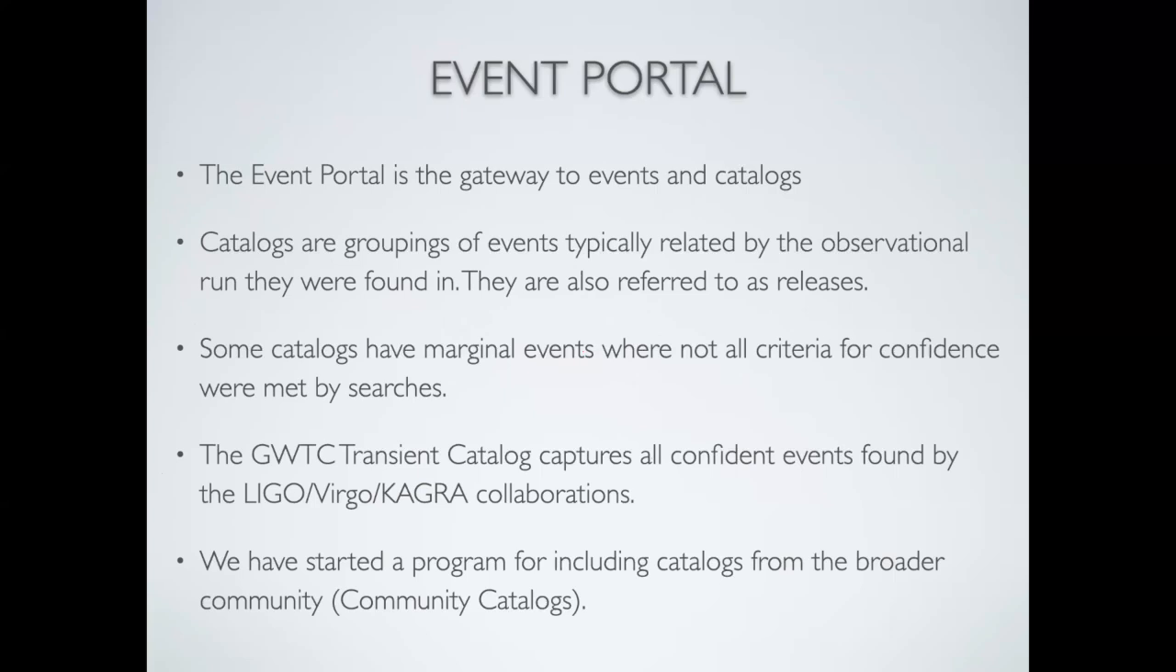Some catalogs have marginal events. These are events that did not meet all of the criteria for being a confident event by the searches, but we've made them available anyway. There is a GWTC, which stands for Gravitational Wave Transient Catalog, which captures all the confident events found by the LIGO Virgo KAGRA collaborations. And we've recently started a program for including catalogs from the broader community, which we call community catalogs, which will hopefully give us a more complete view of events that are part of our data that we release.